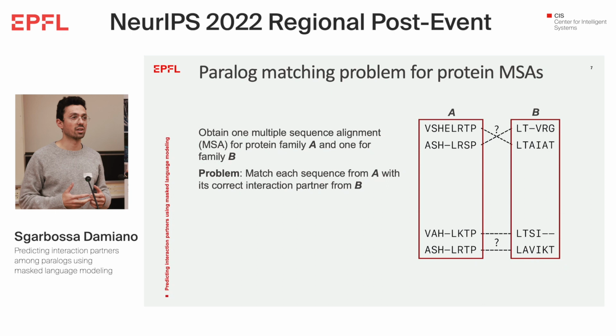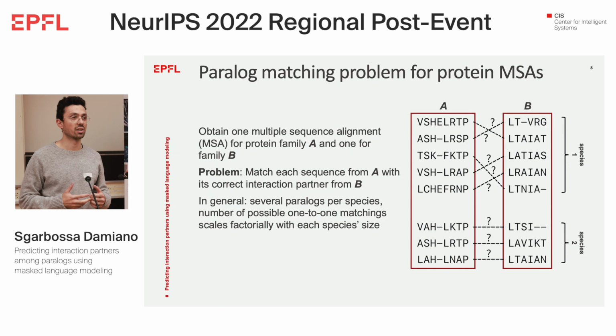So, in summary, the problem that we want to solve is the following. If you have two protein families, A and B, for which you have two alignments, two MSAs, you want to match each sequence from one protein family with its correct interaction partner from the other protein family, which is protein family B. In general, protein sequences coming from the same family and the same species are called paralogs. And you have several paralogs per species, as you can see here. Therefore, the number of possible one-to-one matchings between sequences in one family and the other scales factorially with the species size.